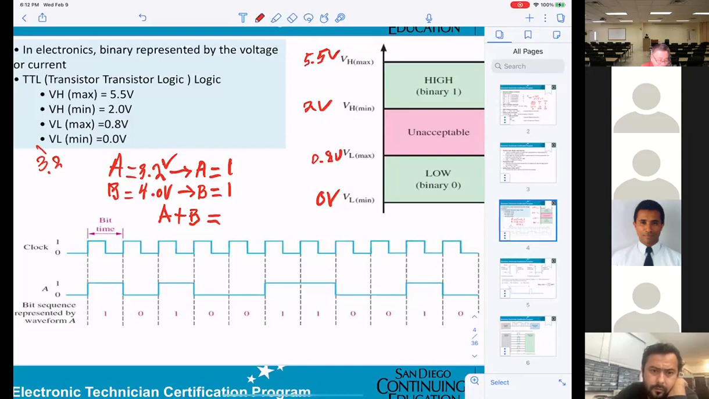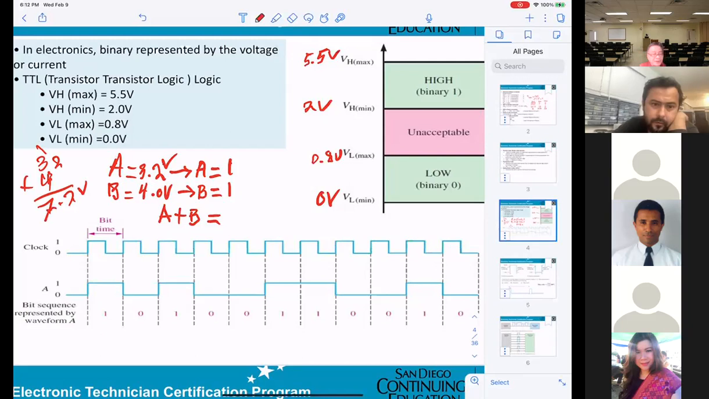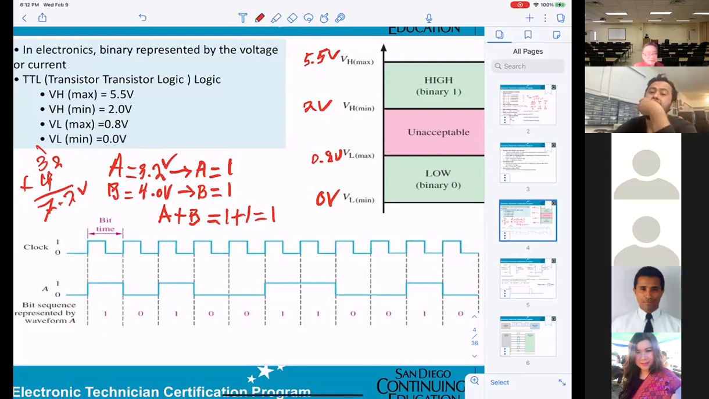If you add 3.2 to 4, you get 7.2, and we don't have any number 7, because your table says 5.5 is the maximum. That's a high logic. So A would be 1 and B would be 1. A1 plus B1, on the same wire, it'll only be 1, so it has to be the higher voltage.